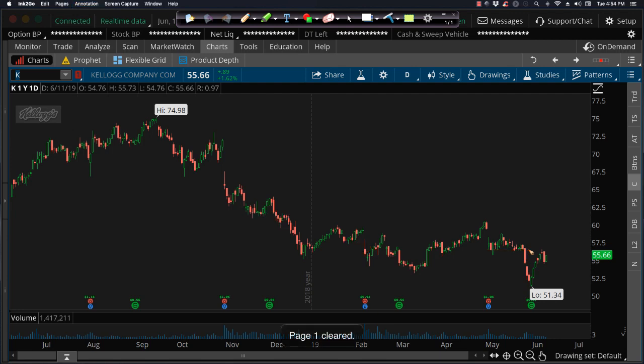So you now understand bullish retracements and bullish breakouts, and bearish retracements and bearish breakouts or breakdowns.